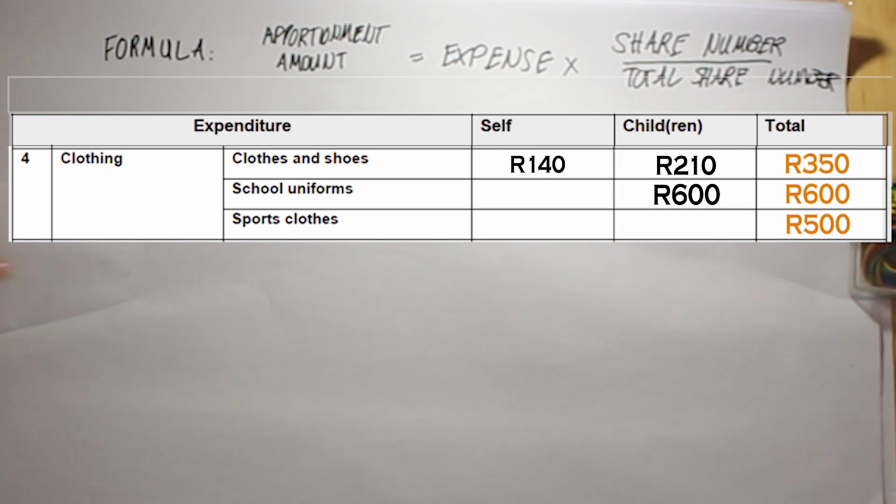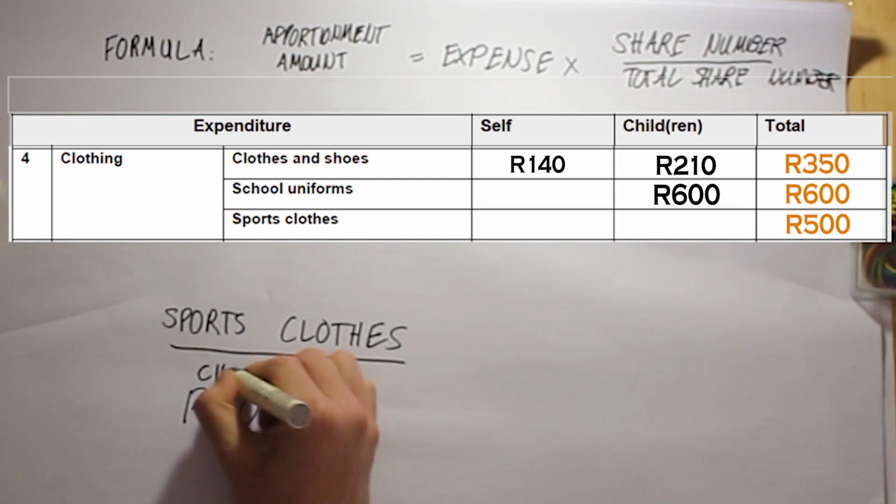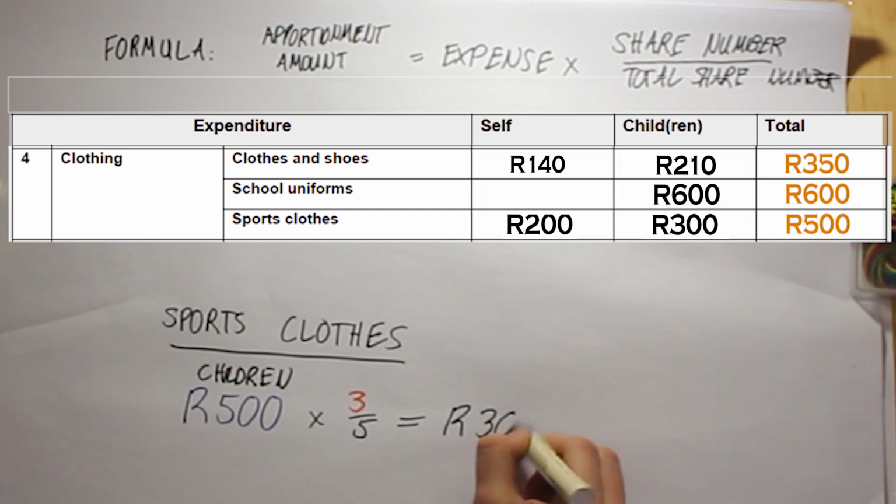And in the last example, we will take sports clothing. We can use the value of 500 Rand and times that by the fraction, that is 3 over 5, which is the children's share number over the total share number of the house. And this is the apportionment value for the kids, and the inverse is the apportionment value for the adult.